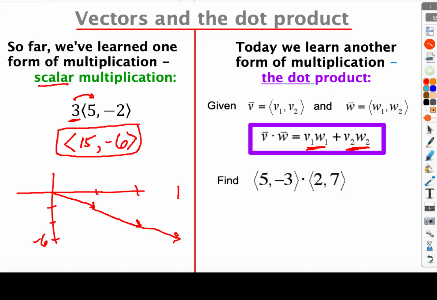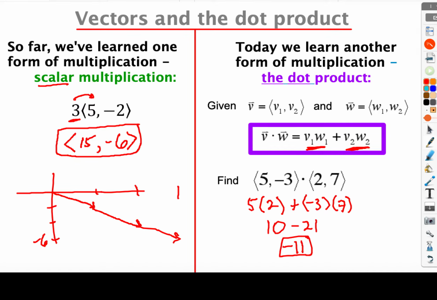So a dot product is not a new vector, it's just a scalar. Our answer will just be a number, right? So down here at the bottom, we've got 5, -3, and 2, 7. So let's take 5 times 2, and we'll add that to -3 times 7, and basically 10 minus 21, we get -11, and that would be our dot product. We're just going to get a number, a scalar of some sort for an answer there.